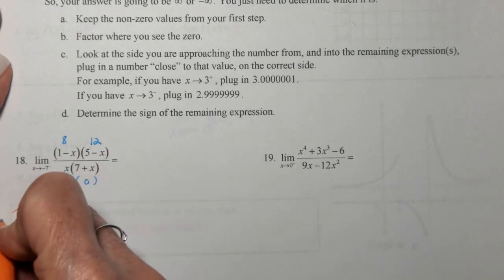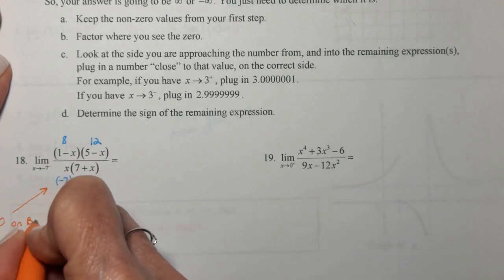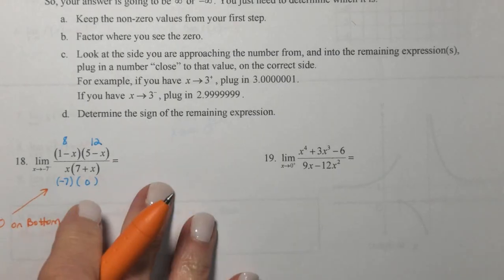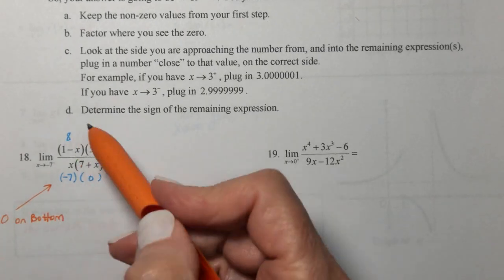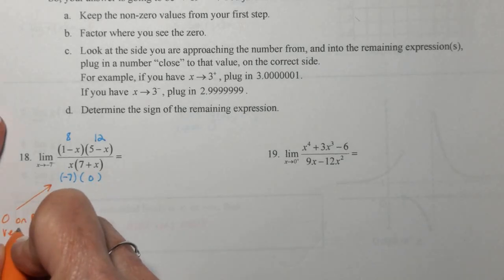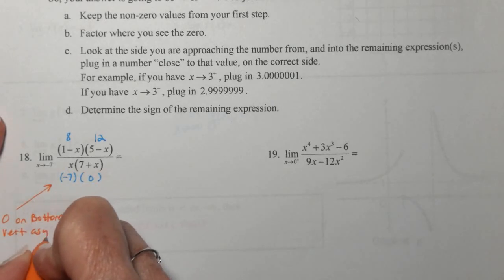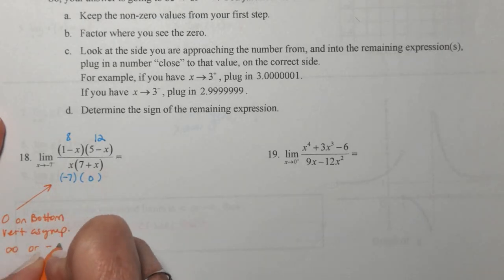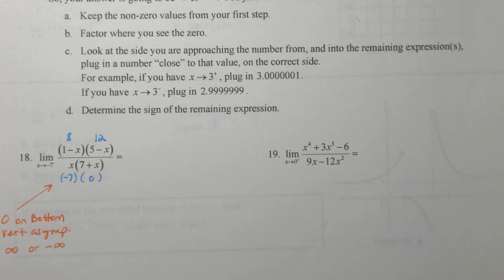0 on the bottom, and on the bottom only, right? Not on top too. If I had 0 on top too, I would go back, like we did before already. So there's a hole, so I'm going to remove the hole. 0 on the bottom means vertical asymptote. So my answer is either infinity or negative infinity. I just need to find out which one.